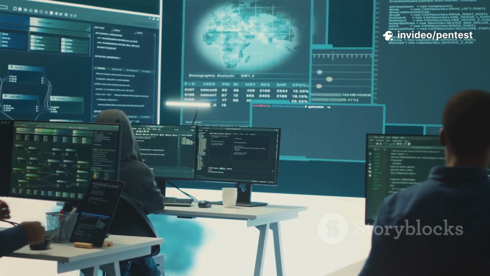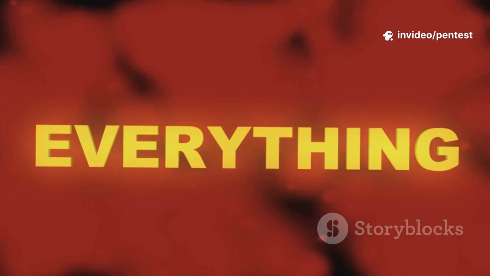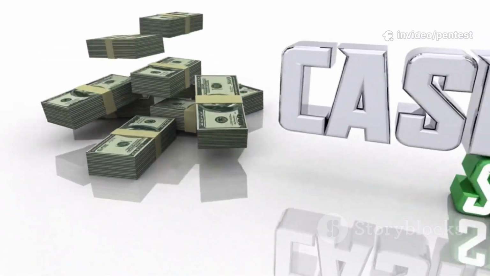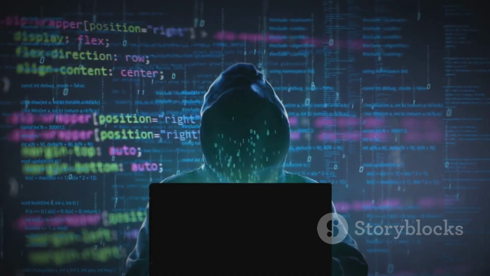I've gathered the world's best bug bounty hunters to build the ultimate bug bounty checklist. This is your step-by-step guide from total beginner to bug bounty master. We'll cover everything: recon, exploitation, reporting, and cashing in those bounties. Forget every other guide. This is the only one you'll ever need. Grab a notebook because every chapter is packed with value.